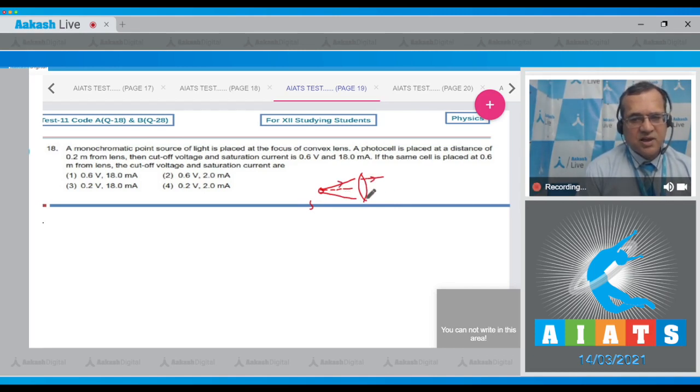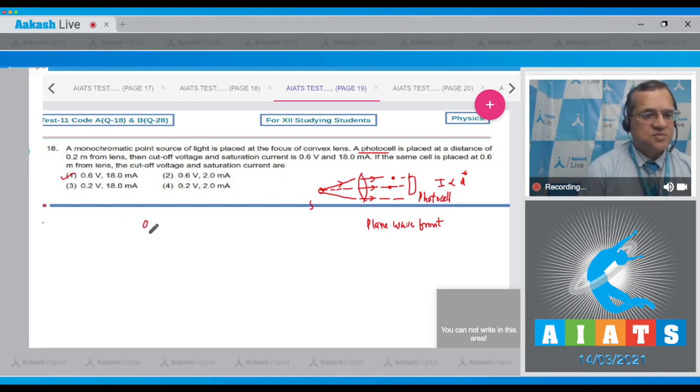Therefore, after refraction through the lens, these rays will be parallel, so it becomes a plane wavefront. And in case of a plane wavefront, the intensity is independent of distance. Therefore, at whatever distance you place the photocell, the intensity will remain unchanged. So the results will be unchanged. You will get the same data, 0.6 volt and 18 milliampere. So the answer to this question is the first option.